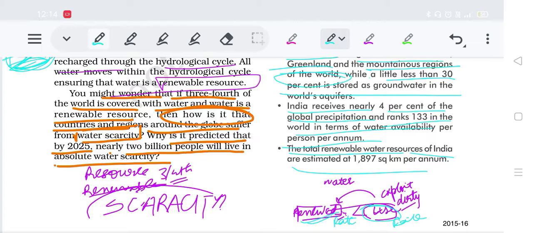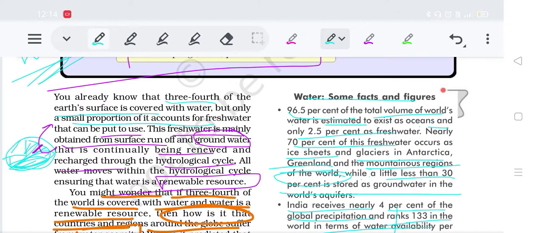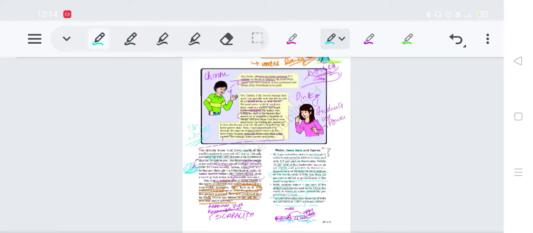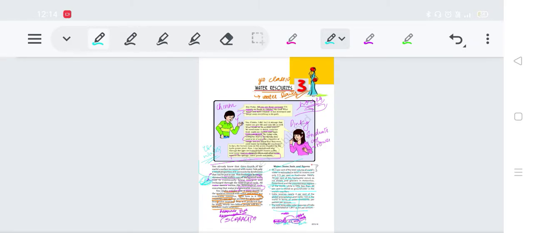See, of the whole water, 96.5% is salt water. Of that, only 2.5% is fresh water, and in that fresh water 70% is present in glaciers and 30% is present as groundwater. Clear? I think we need to take part 2 because this session is going to be so long.